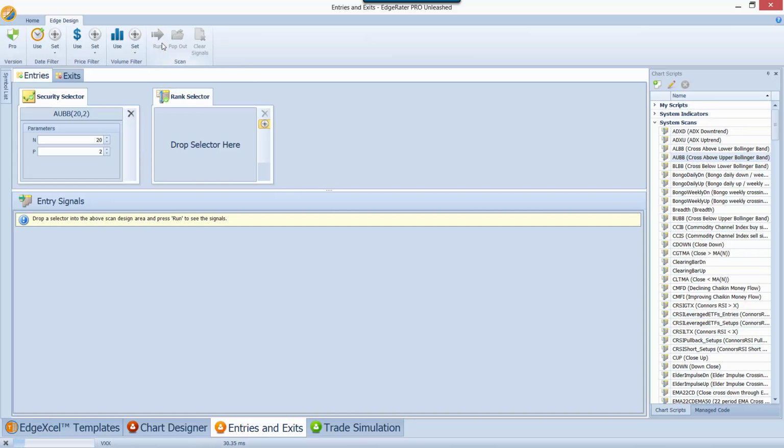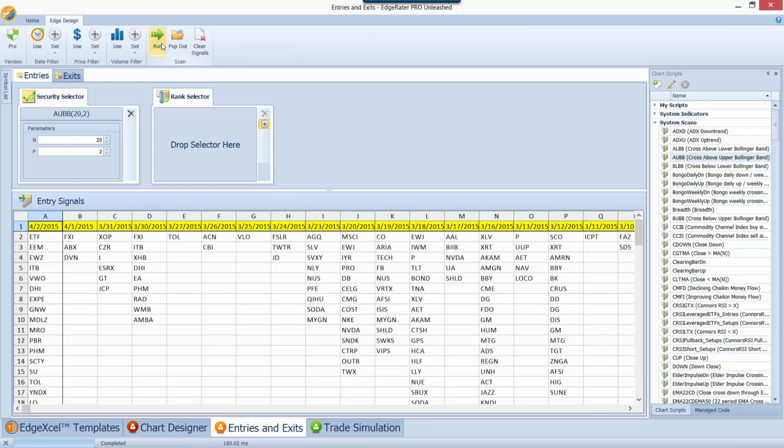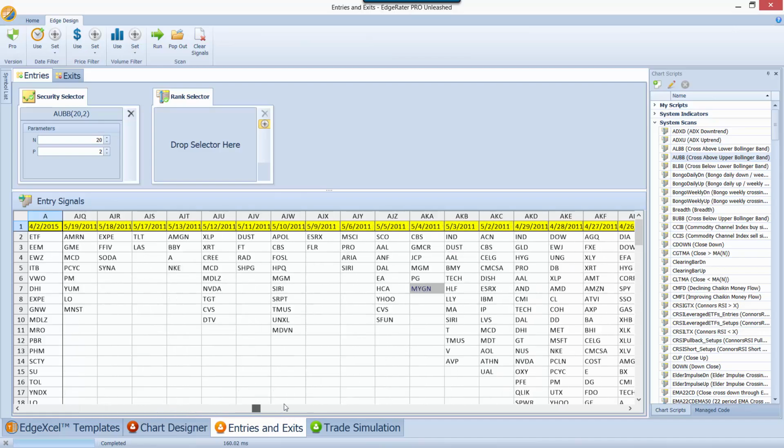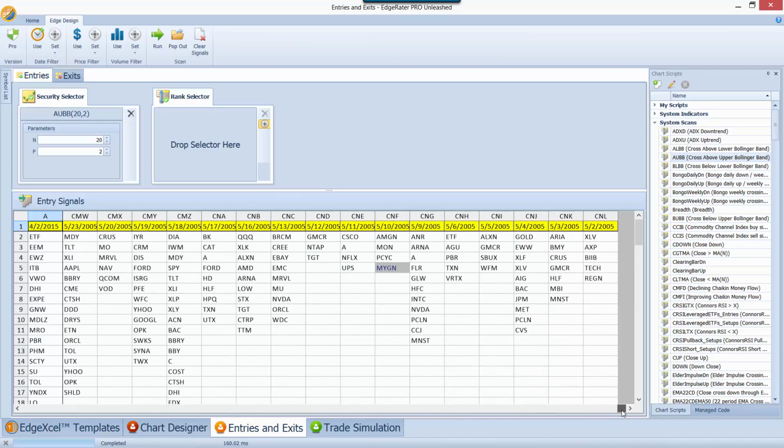So basically I'm trying to produce a set of entry signals whenever stocks crossed above their upper Bollinger Band, using the Bollinger Band periods of 20 with 2 standard deviations. So it's processed, it's 400 stocks, and it's got 10 years worth of signals in here. If we go back to the very beginning, May the 2nd, 2005, we see that there were 1, 2, 3, 5 stocks that had that criteria.